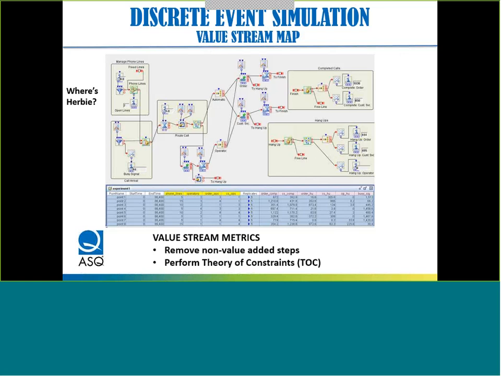So really, you have the ability to do a lot of things with discrete event simulation software where you see things working. If you've read The Goal and you know about constraints, you know about Herbie. So what you're doing is you're looking to see in the value stream map, where's Herbie? Where is the constraint in the process? Where is Herbie lurking and holding up your process?